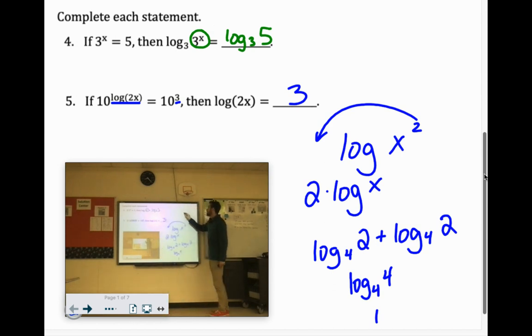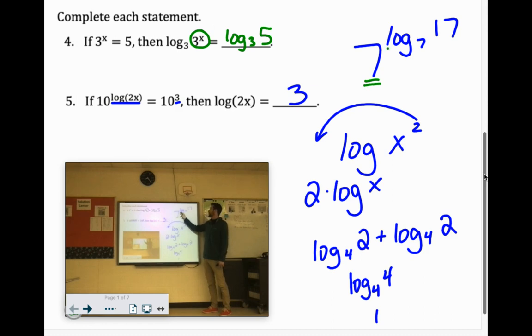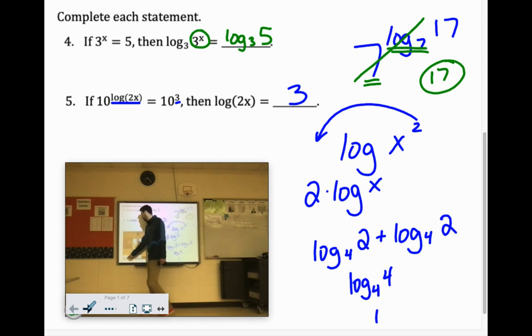Also, the big one is like if you had log of 7, and it has a base of 7. So if that becomes the exponent, oops, 17 or something like that. So if the base and the logarithm are the same, they just cancel each other out. Those are inverses, so you'd be left with just 17. So that's a property that gets used quite a bit today as well.